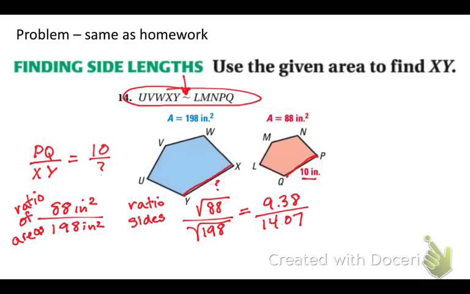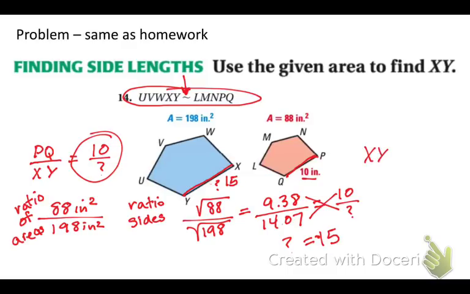That's going to be equal to the ratio of the sides, which is 10 over our good old question mark. So again, we cross multiply. 10 times 14.07 is equal to the question mark times 9.38. We divide through, and it turns out that the question mark is equal to approximately 15. So XY is equal to 15.